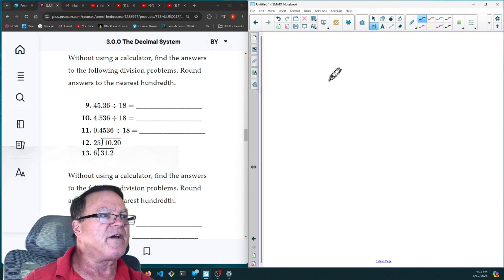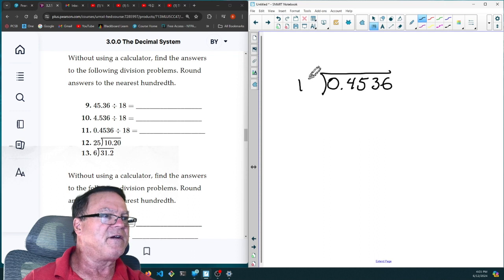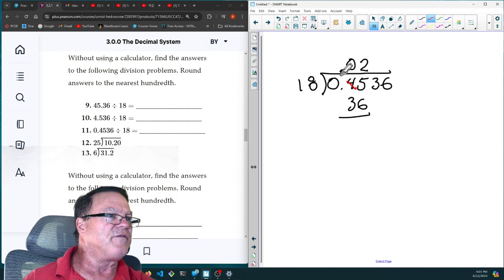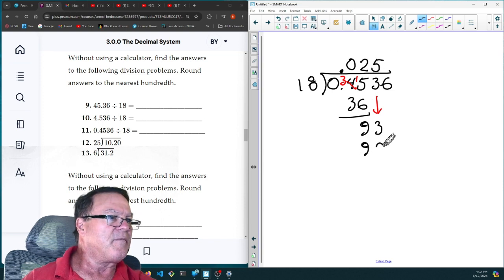Now, finally, one last time, we have 0.4536 divided by 18. So I'm going to put this decimal point here, and 18 does not go into 4, so we'll write a 0. 18 goes into 45 twice. It's 36. And again, we have to borrow from the 4 to make this 15 minus 6 is 9. And we'll bring down the 3. And 18 times 5 equals 90. And 3 minus 0 equals 3.